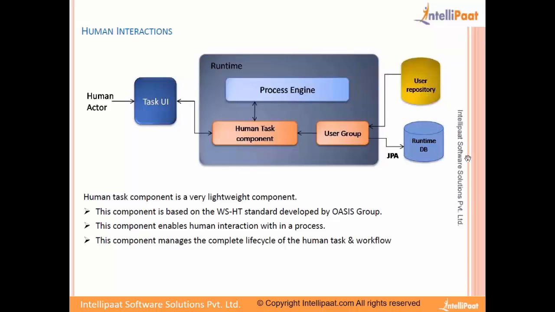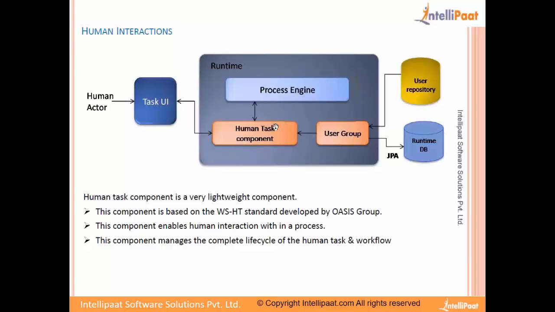So this is the whole runtime. We have the main process engine. This is a jBPM engine, which is capable of managing the whole life cycle of the process. So basically here we are going to look at the human interaction. The process engine requires the help of this human task component.